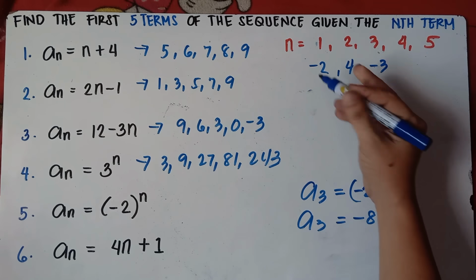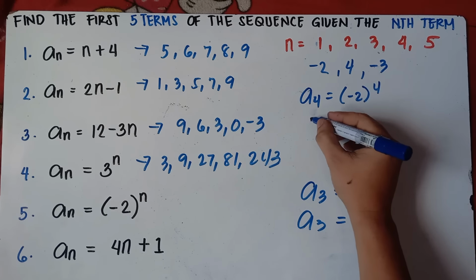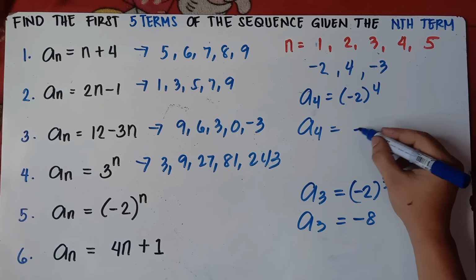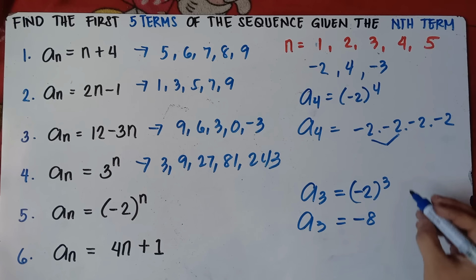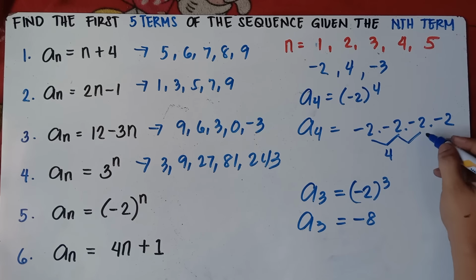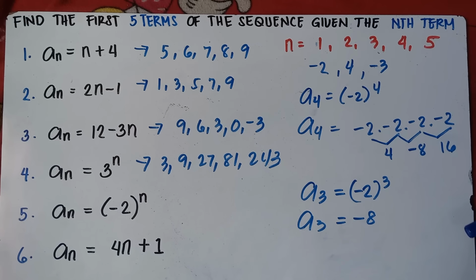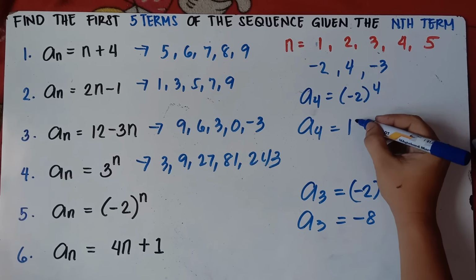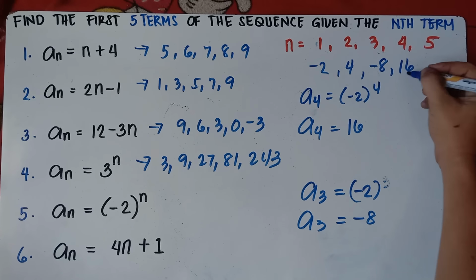So the fourth term, a sub 4 equals negative 2 raised to the power of 4. So a sub 4 will be negative 2 times negative 2 times negative 2 times negative 2. Negative 2 times negative 2, that's positive 4. Times negative 2, that's negative 8. Times negative 2, that's positive 16. So, positive 16. 4 times 4 is 16. This is negative 8, then positive 16.